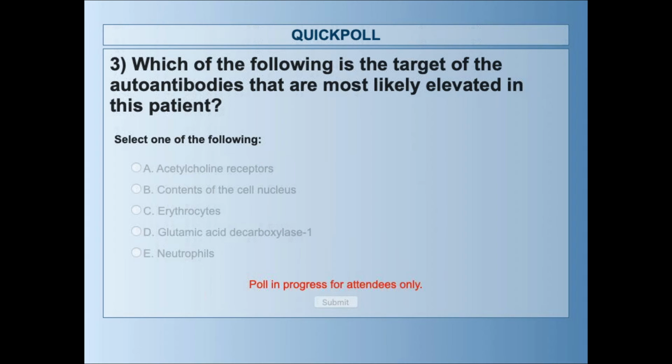See the responses coming in. There seems to be a clear favorite. We'll give all of you a few more moments here.